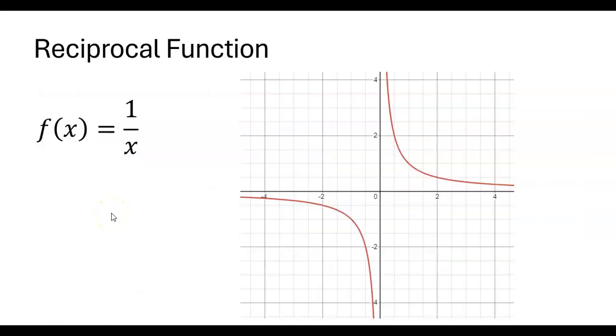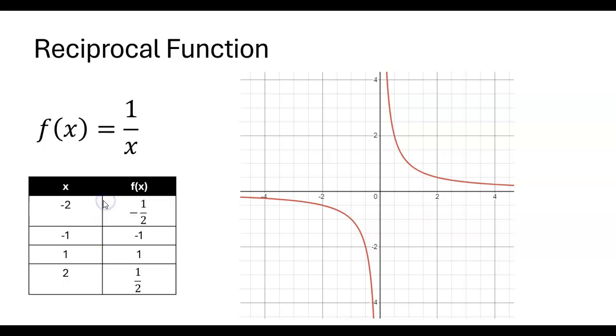And the last one we're going to look at is the reciprocal function, which is f of x equals 1 over x. You'll notice these graphs live in quadrant 1 and quadrant 3. If I plug in a negative value for x, I get a negative value for y, which is why it lives in quadrant 3. If I plug in a positive value for x, I get a positive value for y, which is why it also lives in quadrant 1.